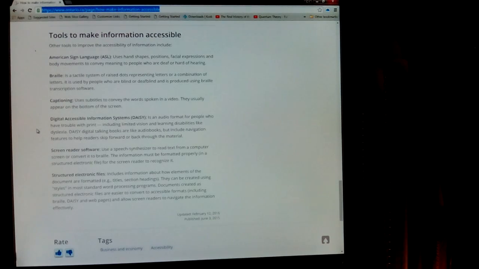Information must be formatted properly in a structured electronic file for the screen reader to recognize it. Structured electronic files include information about how elements of the document are formatted, for example, titles and section headings. They can be created using styles in most standard word processing programs. Documents created as structured electronic files are easier to convert to accessible formats, including Braille, DAISY, and web pages, and allow screen readers to navigate the information effectively.